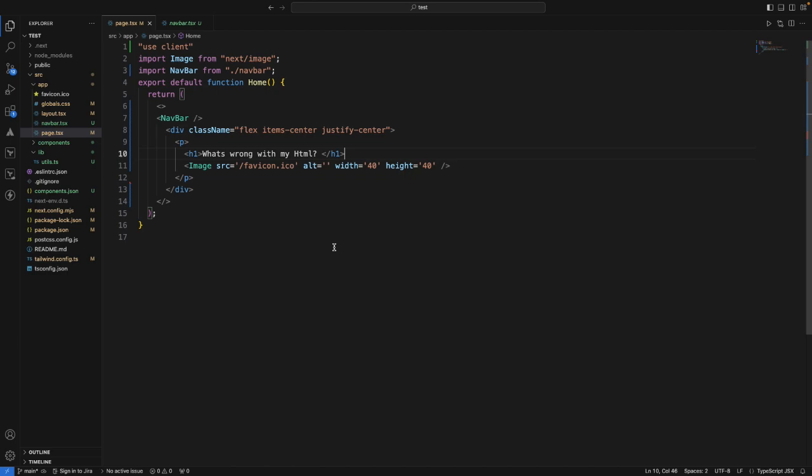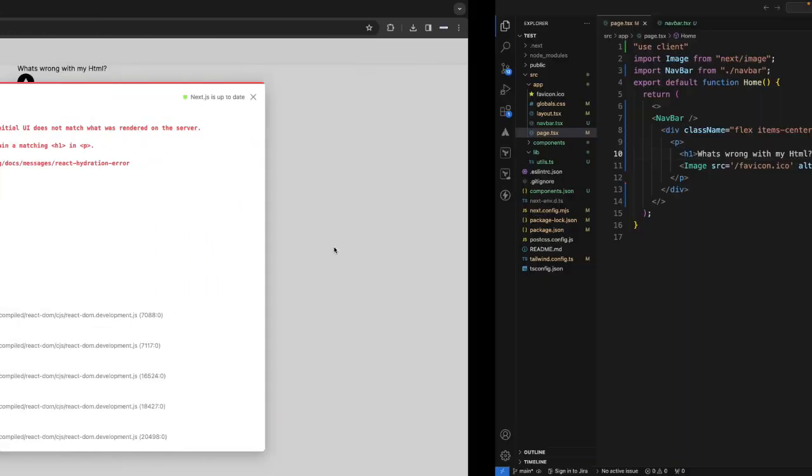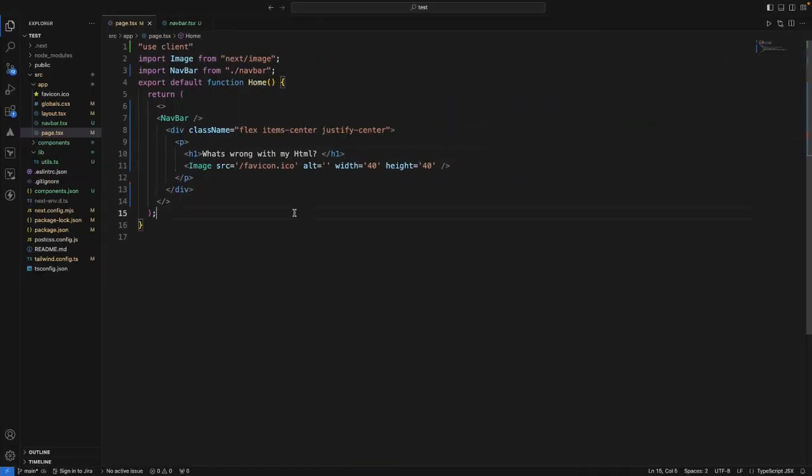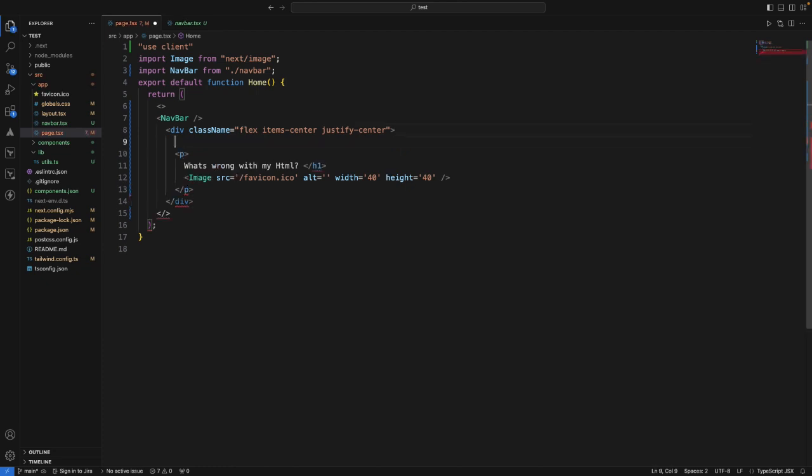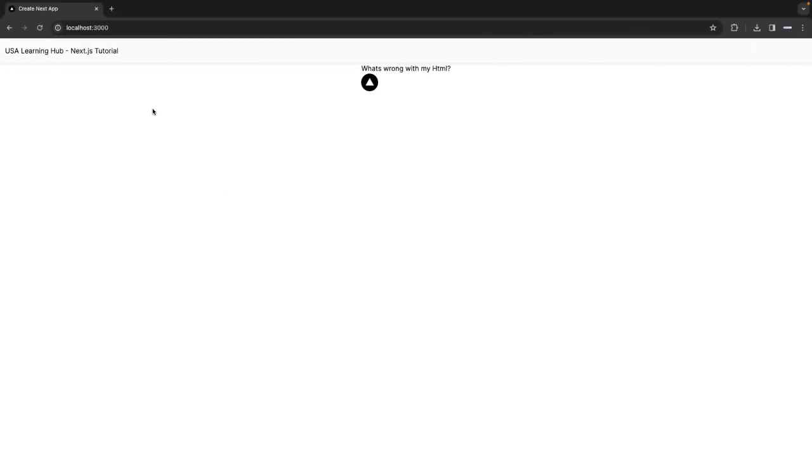Okay, there is one more issue. Now if you notice, there is one more problem. It is saying you cannot have h1 within the p tag. Okay, let's just get this h1 out of p. Let's check. Okay, now I refresh the page and there are no issues.